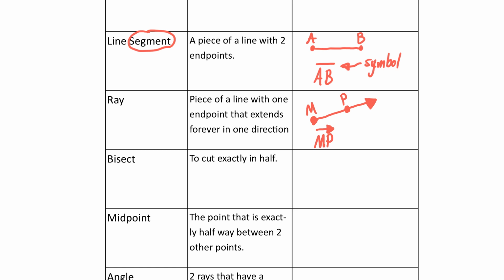Now, on a ray, when you're naming it, the order matters. For everything else we've talked about so far, on a line and a line segment, for what we're doing right now, that doesn't matter. But on a ray, the order does matter. The endpoint is always first.